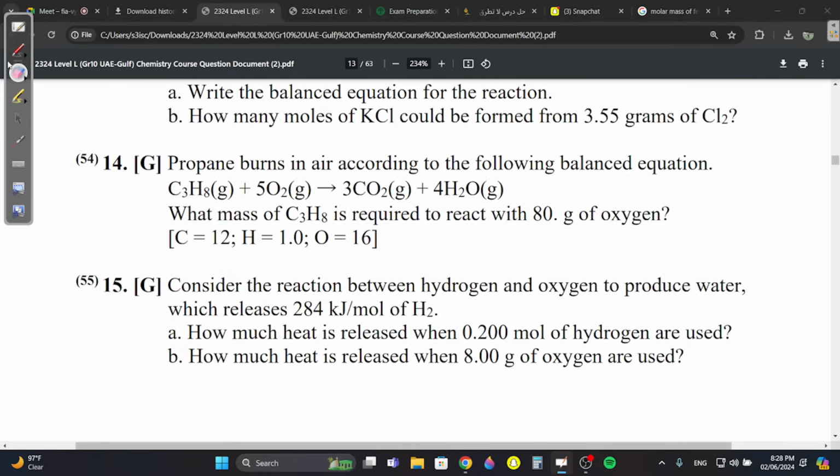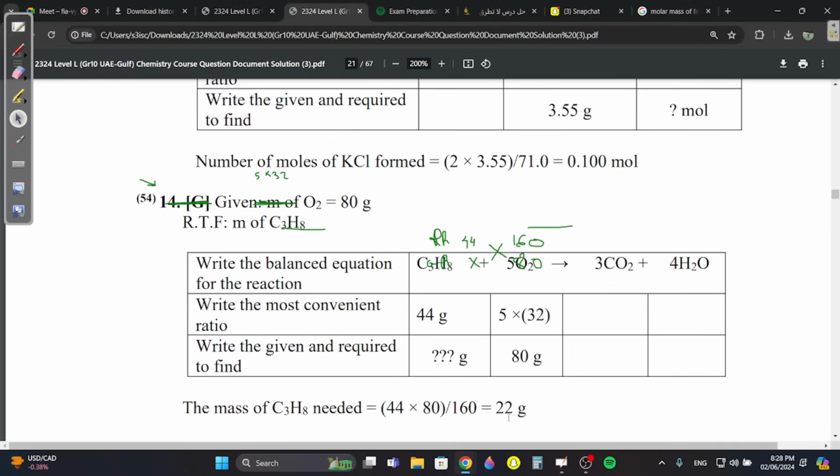Question 14. Propane burns in air. According to the following balanced equation, what mass of C3H8 is required to react with 80 grams oxygen? Again, RRGR. We're pretty much repeating ourselves with these questions. Given 80 grams of oxygen. We have 5 moles of oxygen, and 5 times O2, where O2 is 32 because 16 times 2, so this is going to be 160. They want the mass of C3H8. C3H8 is 36 plus 8, 44 in my reaction. So in my GR, how much is it? X. Cross multiply, you should get 22 grams.